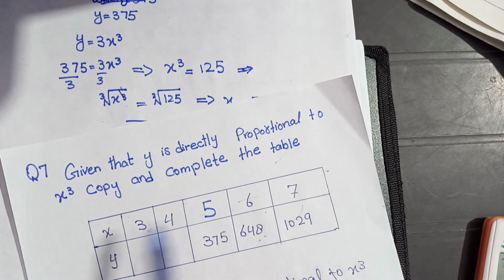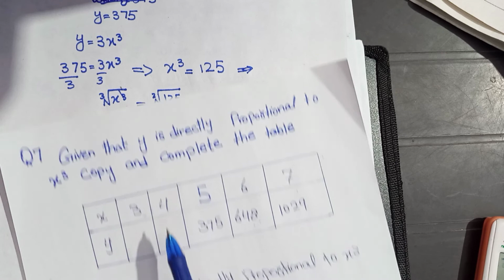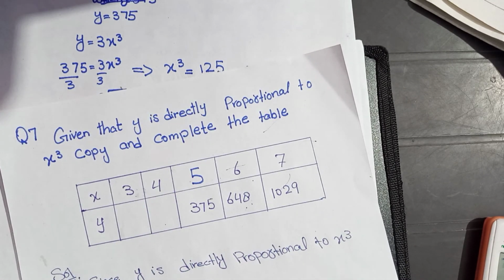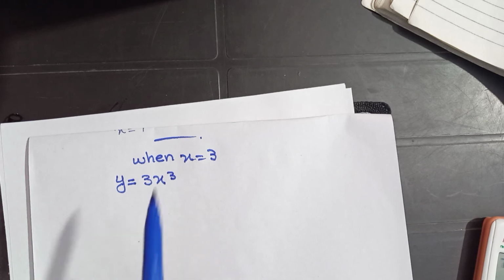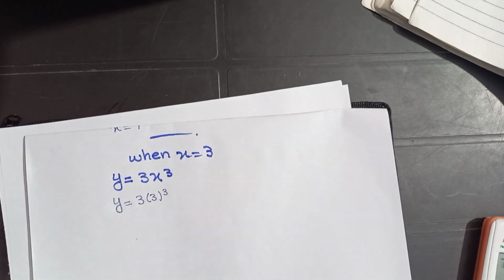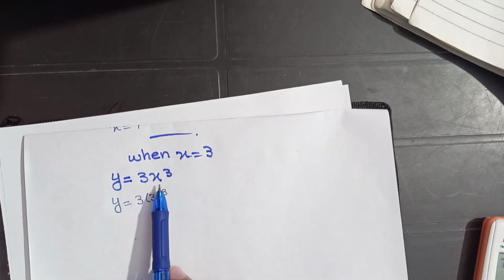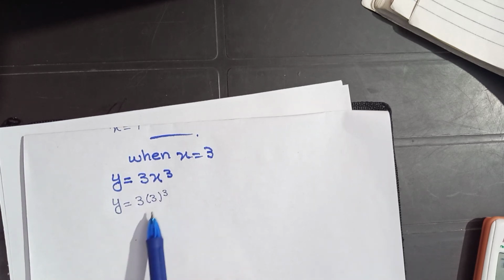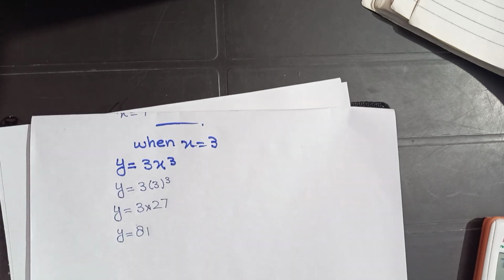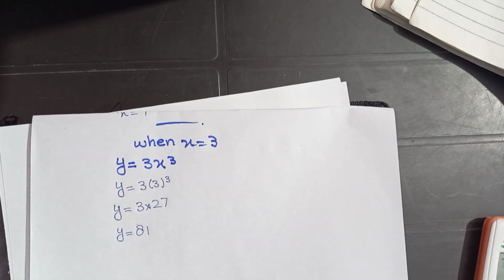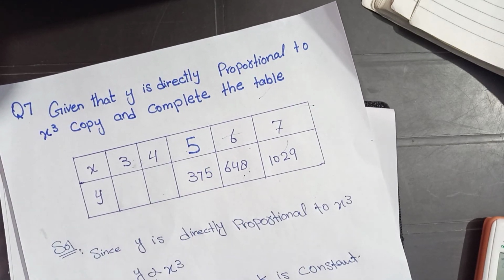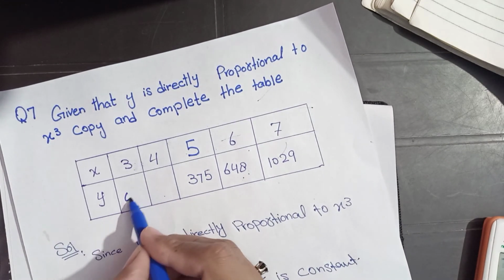We found the value of x. Now we will find the value of y. When x is equal to 3, y is equal to 3x cube. y is equal to 3 times 3 cube. 3 cube is equal to 27. 3 multiplied by 27 is equal to 81. So when x is equal to 3, y is 81.